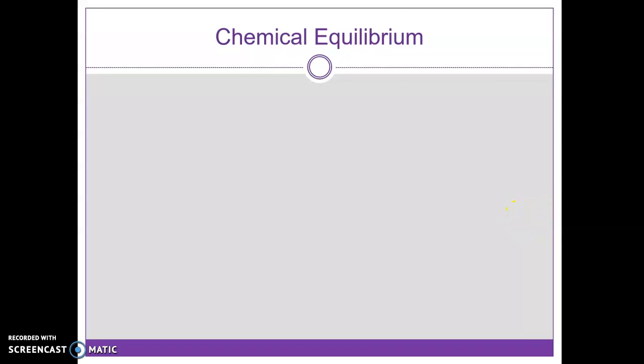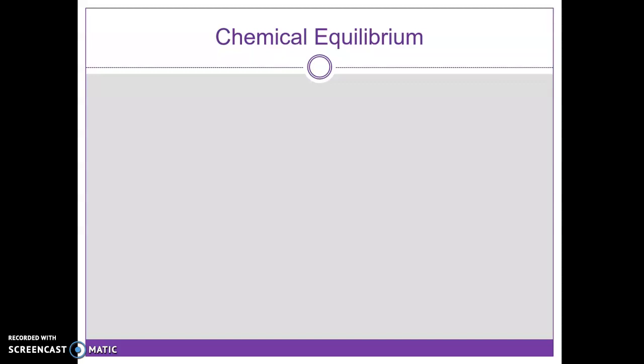Today we're going to talk about chemical equilibrium, and this is actually a really important topic in chemistry. So if you ever take an upper level chemistry class, you will spend a long time working on equilibrium problems. But for this class, we're just going to go through the basics of what it means.